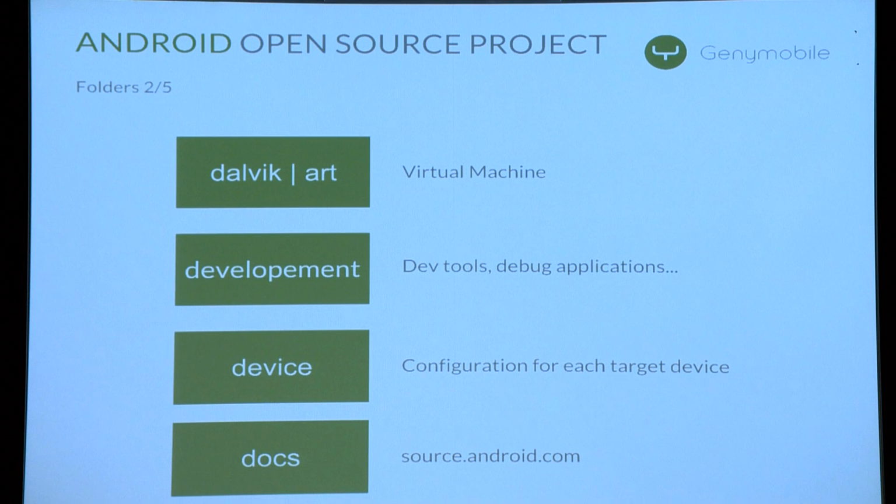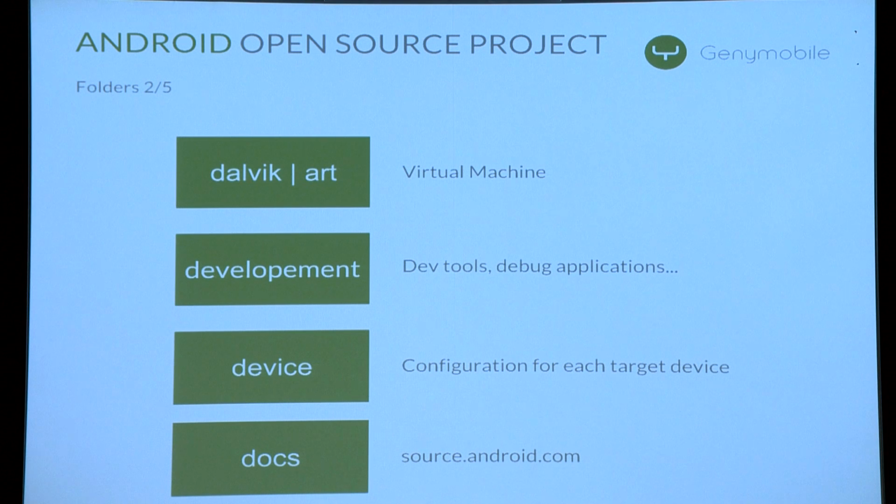Dalvik or Art are two directories representing the virtual machine. As you know, the top applications are running on Java, so you need to have a virtual machine. Those two are specific to Android and have some special optimization. We can talk about that later if you have some questions. A development directory. In fact, you will find some tools there, but they are not really interesting.